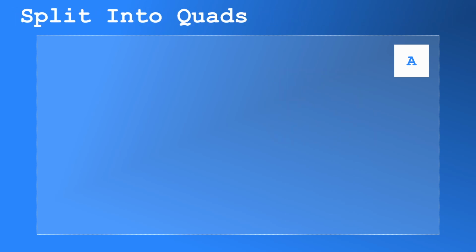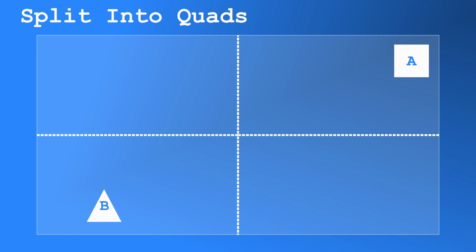It gets a little more interesting when you add a second object, B. The quadtree doesn't want to store more than one object, so it splits itself into quarters or quads, storing each object in its own quad.